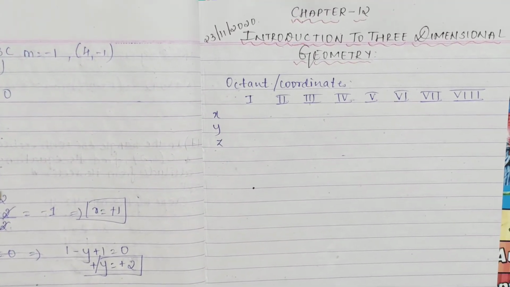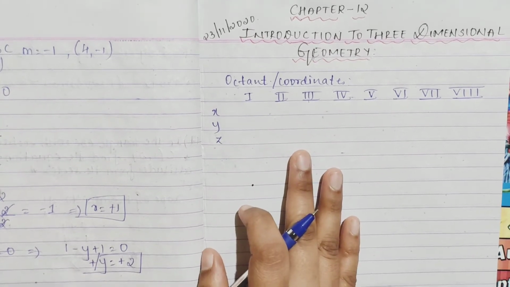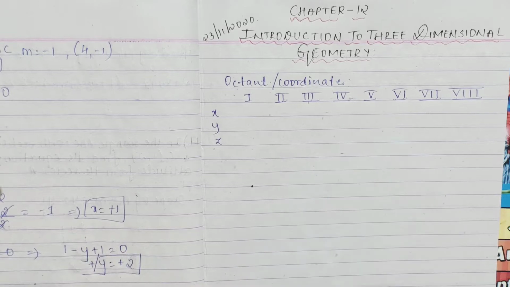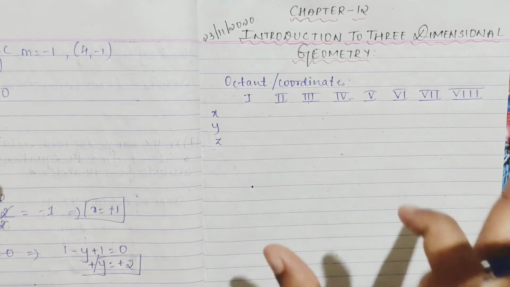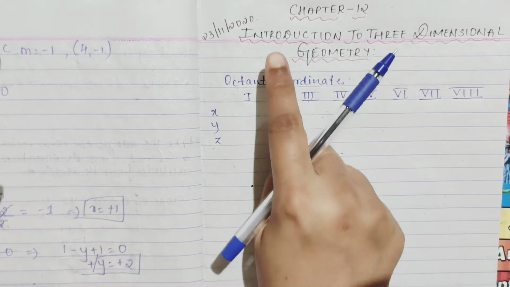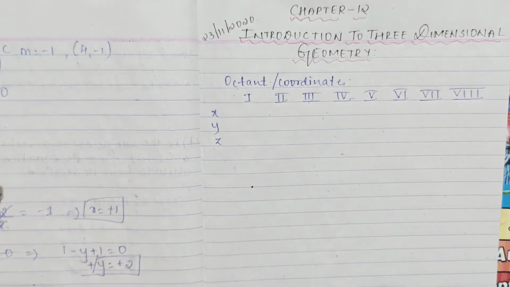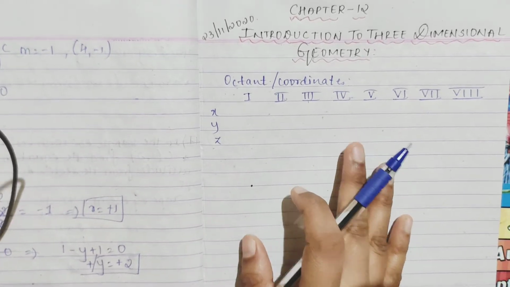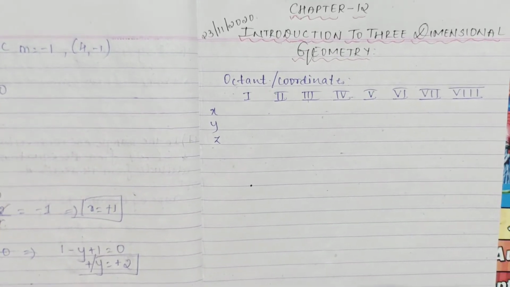Last class we completed our straight line chapter. Next is conic sections, which they have totally deleted considering your present scenario. So next we'll proceed with chapter 12, that is introduction to three-dimensional geometry. This is a very easy and very basic chapter.